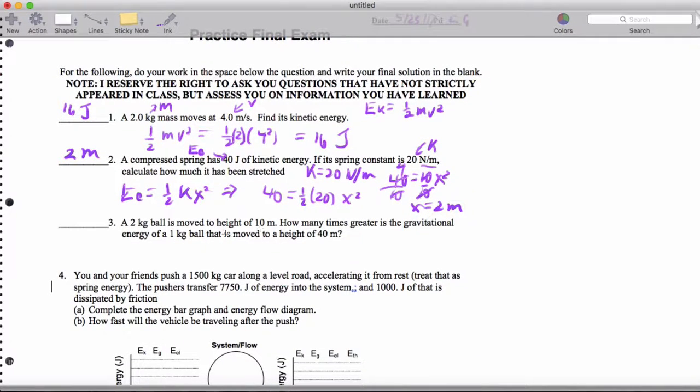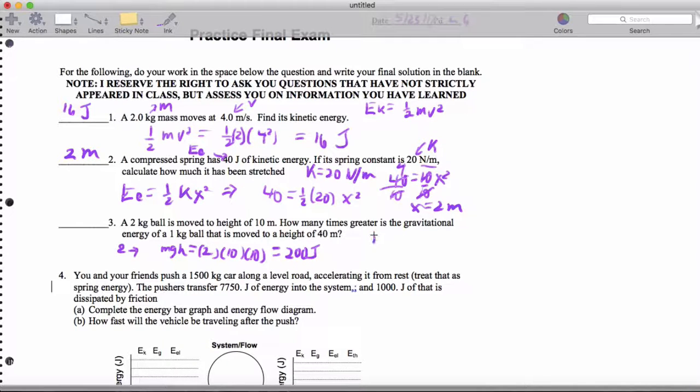Then we have a 2 kilogram ball moved to a height of 10 meters, and we want to know how many times greater is the gravitational energy of a 1 kilogram ball moved to a height of 40. So let's be clear. First, let's get the 2 kilogram ball energy. That's going to be mgh, which is going to be 2 times 10 times 10. So that's going to give us 200 joules.